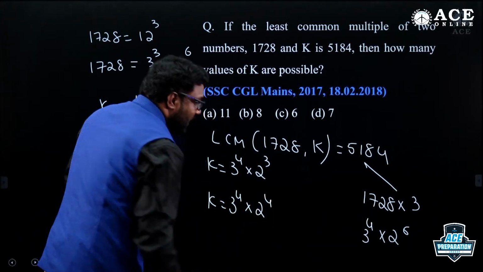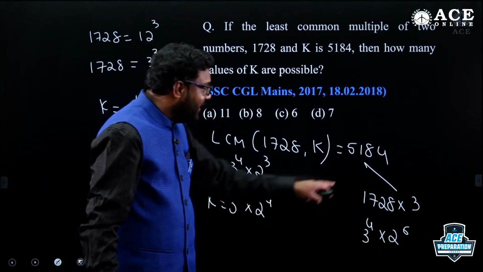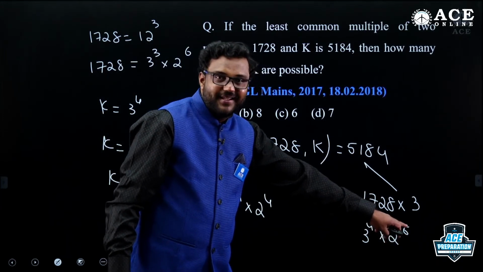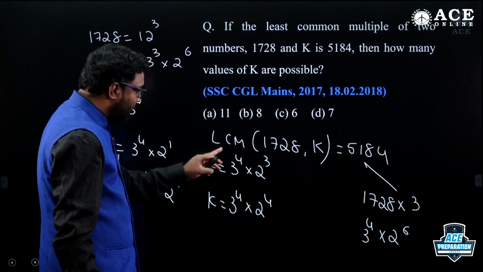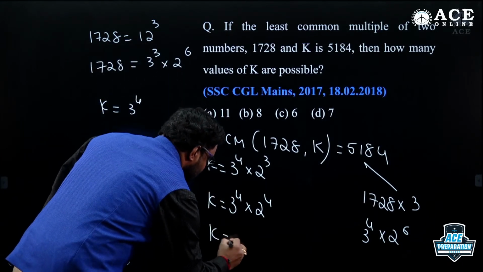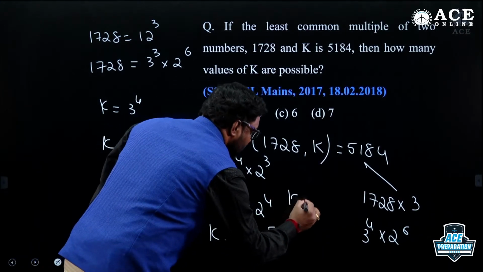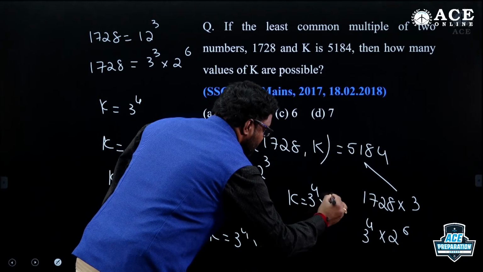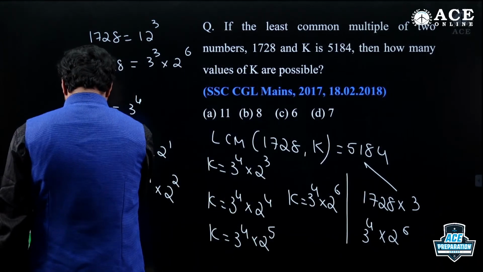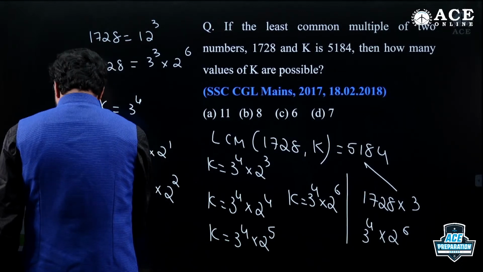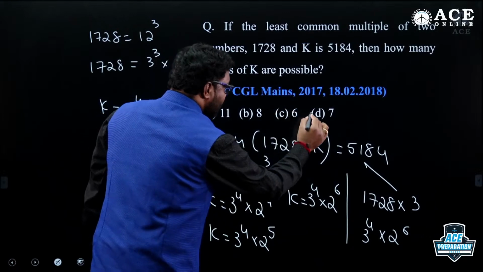Sir, up to what? Up to 2 power 6. If it is 2 power 7 here, in this also 2 power 7 is required, so I cannot go beyond 2 power 6. So 1, 2, 3, 4, 5, 6, up to 2 power 6, so 7 numbers are possible, my dear friends. Understand this methodology. How many different values are possible? We have 7 numbers.